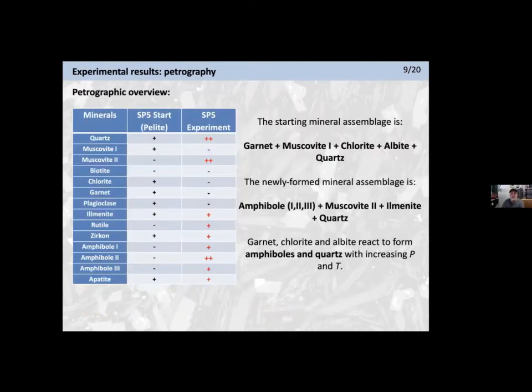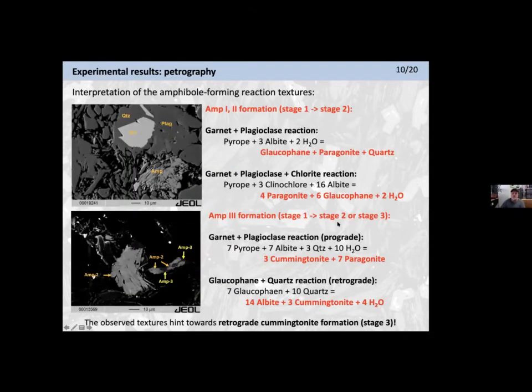When we look at the petrographic overview, as I said, the starting mineral assemblage was garnet, muscovite, chlorite, albite, quartz, and the newly formed mineral assemblage is amphibole with three different amphiboles, another generation of muscovite, ilmenite, and quartz. How can we interpret these amphibole-forming reaction textures? Well, it's most likely a reaction where garnet and plagioclase react. Then we form glaucophane and paragonite and quartz. This paragonite occurs as paragonite component in the second generation of muscovite, or it could be garnet, plagioclase, and chlorite reacting to form these sodic amphiboles.